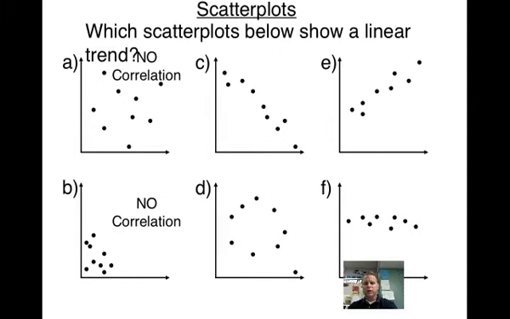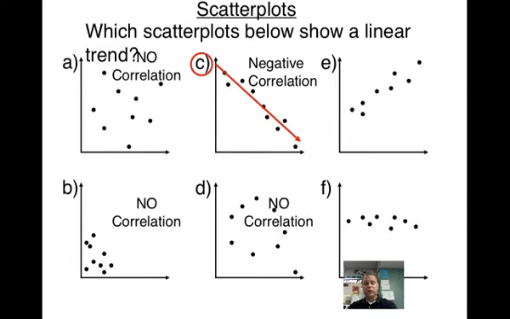So let's look at C, top middle. Look at those dots. What do they seem to be doing? Are they going up, down, or just all over the place? These tend to be going down. So this is going to be a negative correlation. If you look down below that, D, do they seem to form a line? No, they kind of form a circle in a way. So that would be no correlation also.